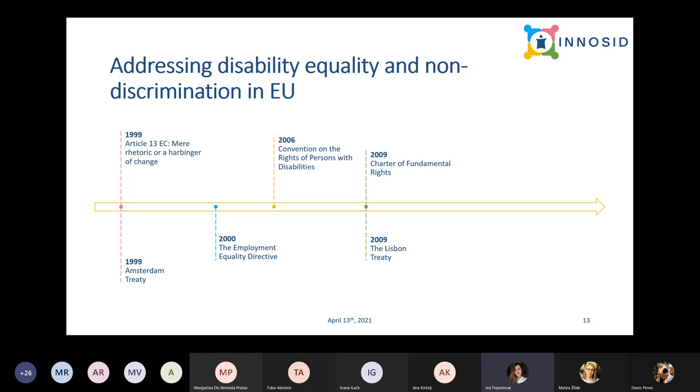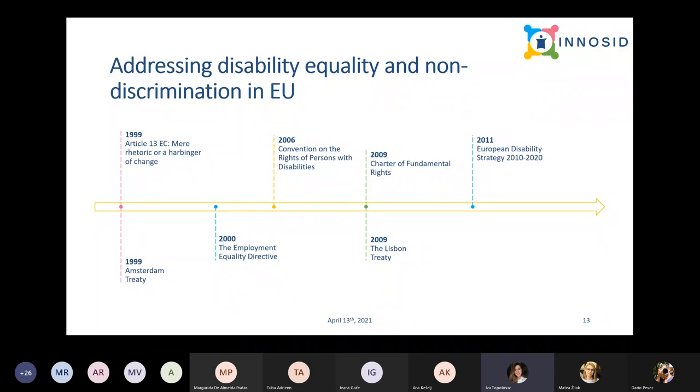This charter is important because it has the same legal value as the treaties, and because the EU is obliged to comply with the charter in all its activities. The Charter itself specifically addresses the rights of people with disabilities in a number of articles. This is why it is important.